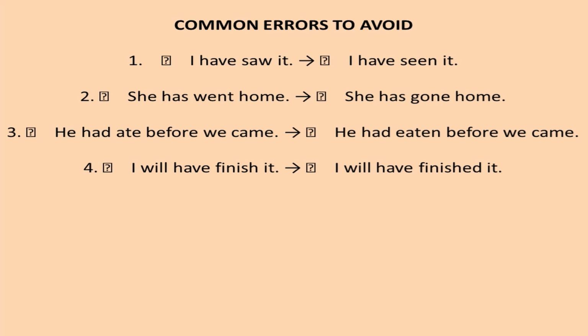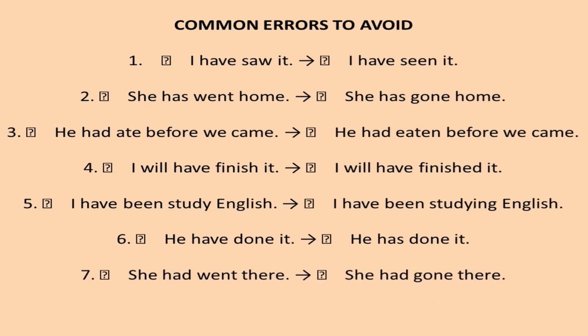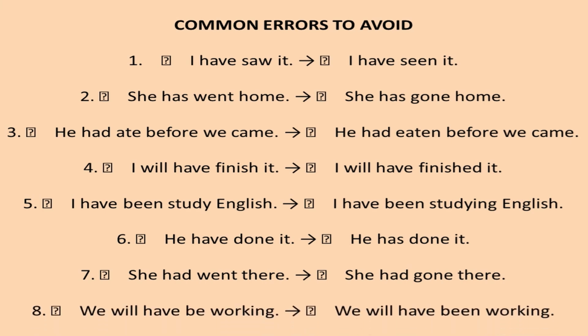I will have finish it. It is not correct. The correct is I will have finished it. I has been studying English. Very wrong. The correct one, I have been studying English. He have done it. Wrong. Correct one, he has done it. She had went there. Wrong. The correct one, she had gone there. We will have be working. Wrong. The correct one, we will have been working.